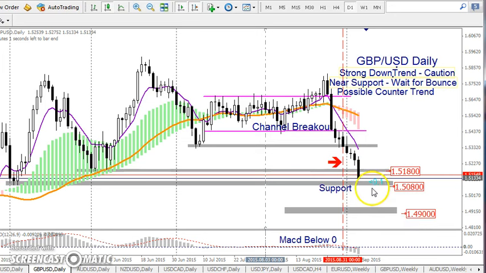Or just wait for the break through the support, and then I believe price is going to come all the way down to the 149.00 area eventually. Okay, so this area is key support right here, 150.80. Watch for either price to come down to that area and bounce back up, or break through that. MACD is below zero, so we are in a strong downtrend, but caution, because of this support zone in the gray rectangle right there.